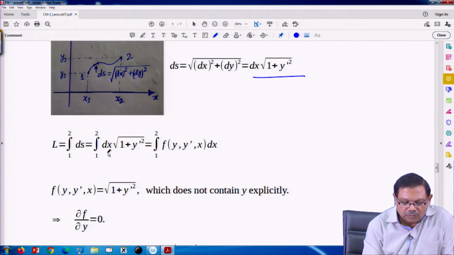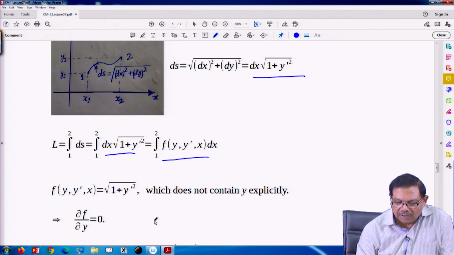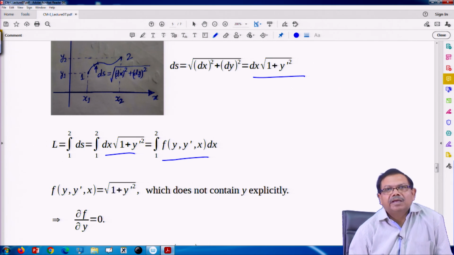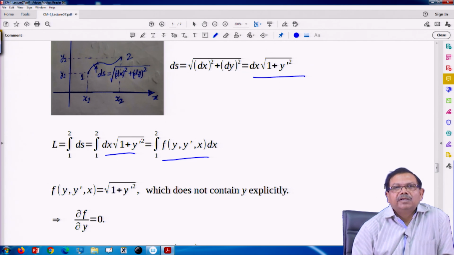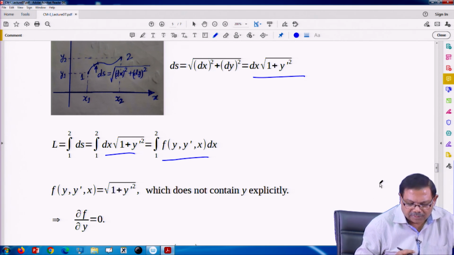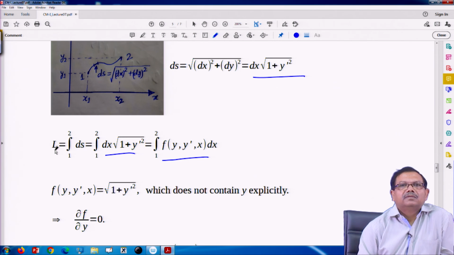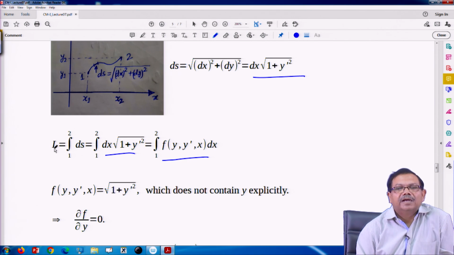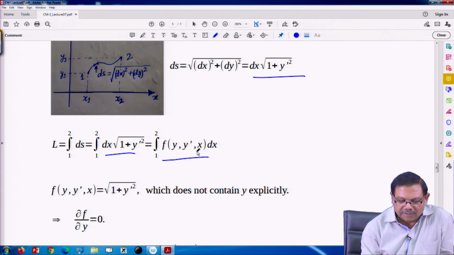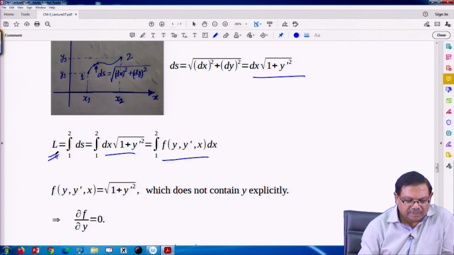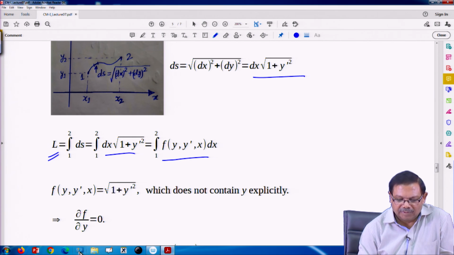Okay. So, ds is replaced by this. Now you see this has again the same form, an integral of f of y prime and x, dx. In mechanics what you treated as action, in mathematics that could be length. So, length is acting here as an action, and this function, which is root of 1 plus y prime square, is acting as the Lagrangian.